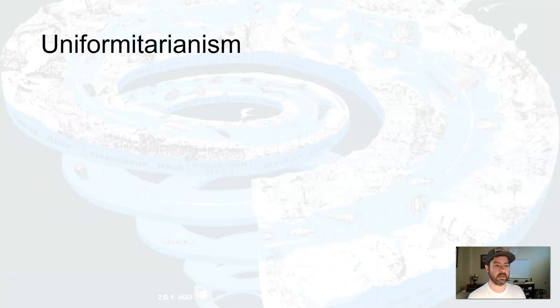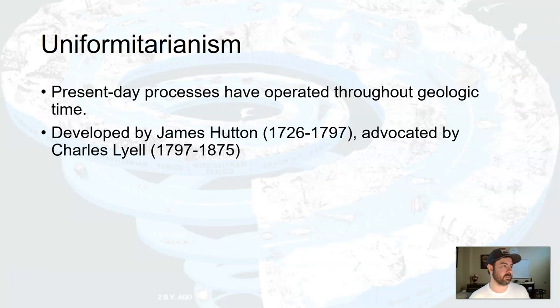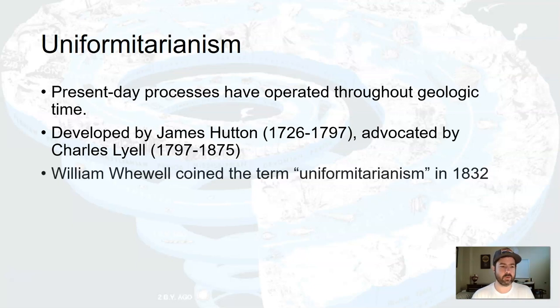So remember, uniformitarianism, say it with me now, uniformitarianism is that what we see happening today also happened in the past. The present is the key to the past. Present-day processes have happened throughout geologic time. This was developed by James Hutton. You heard about him last section, as well as Charles Lyell. These are some other big names in geology. Although William Whewell, what a name, he actually came up with the term uniformitarianism.